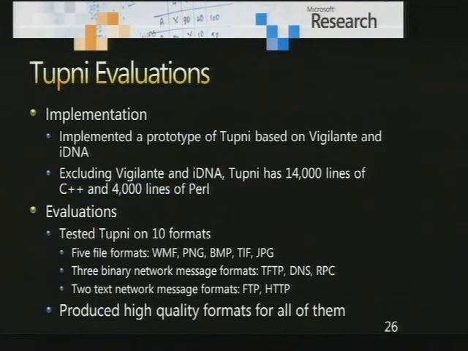So we implemented a Tupni prototype system based on Vigilante and IDNA. IDNA is a tool inside Microsoft that allows people to record the execution sequence. Excluding Vigilante and IDNA, we have 14,000 lines of C++ code and 4,000 lines of Perl. We tested Tupni on 10 formats, including some files and some network messages. At the end, we generate a high-quality format for all of them.